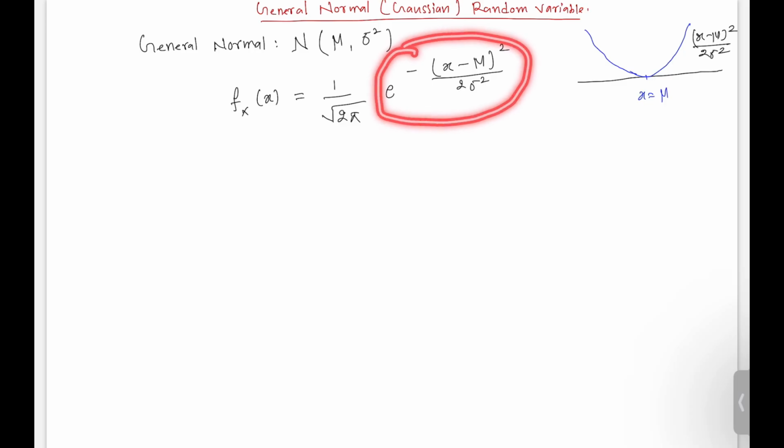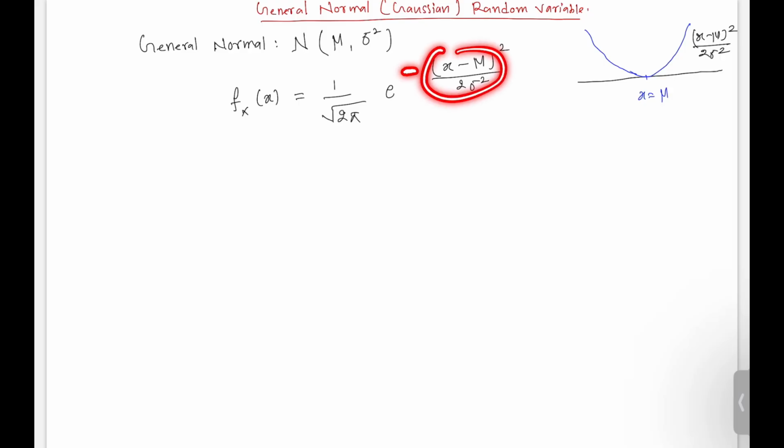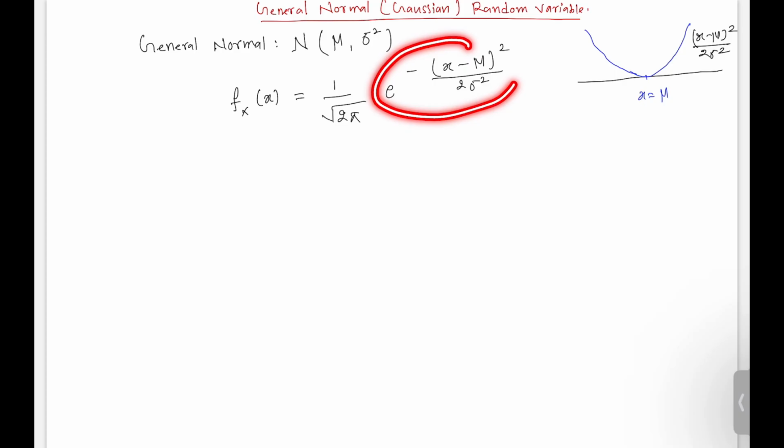it will be maximum when this term is minimum, because we have a negative in front. Due to this square, it will be minimum at x equals mu, where this has to be 0. So that means this will be maximum at x equals mu, right? And since it is a negative exponent, it will start decaying from here, and it will be symmetrical around this point, right?